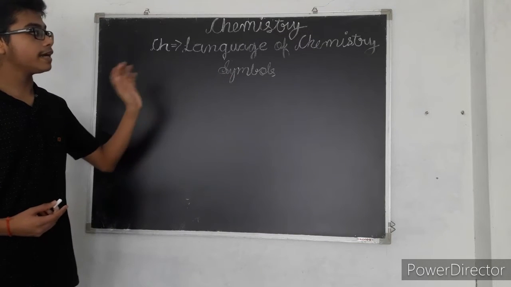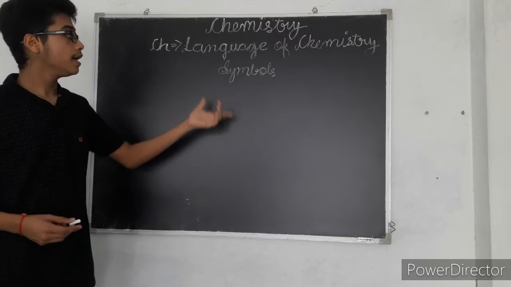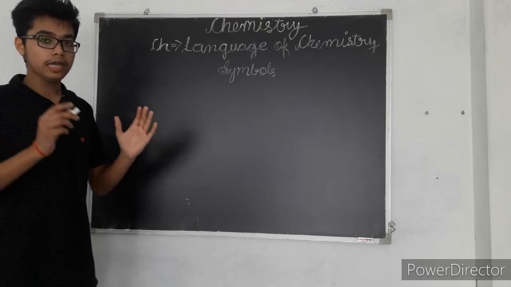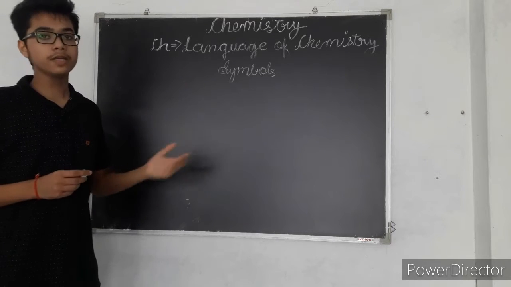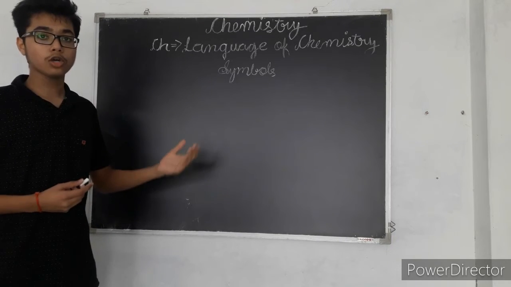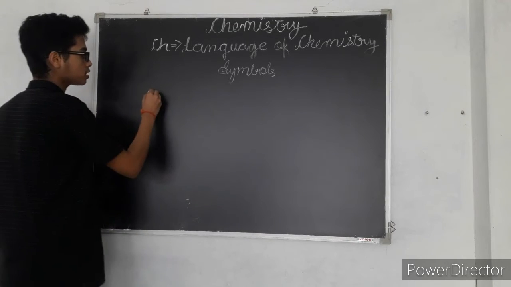I have told you that like in English we study the alphabet. In chemistry we represent an element by its symbol. Before studying symbols, we should discuss the topic atomicity. I have left that topic, so first let us discuss atomicity.